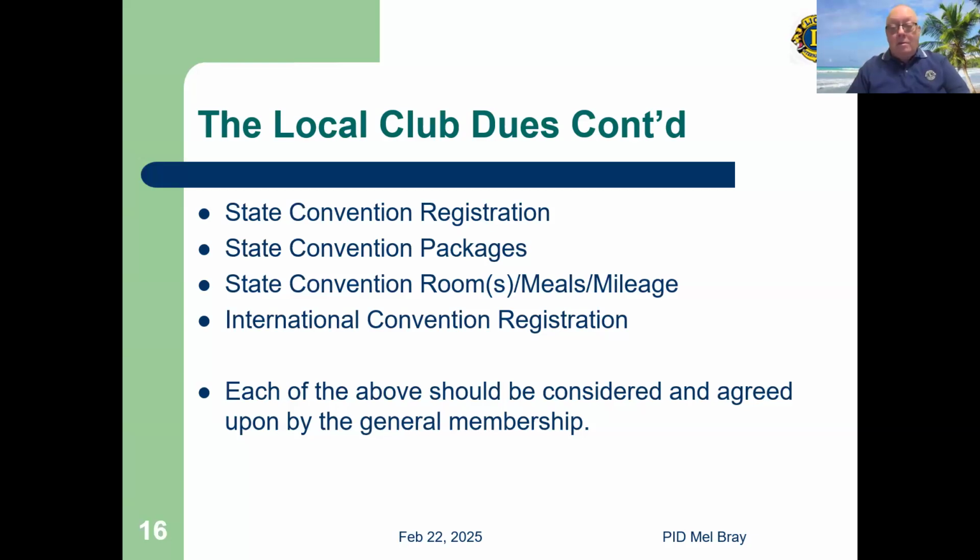These are all optional. International convention registration is usually paid by the individual, but some of the clubs actually pay for that as a stipend. The state convention registration is, what are we, $15, I think, this past year. And then some of the clubs actually pay for the factors. Oh, it's 20. Okay.